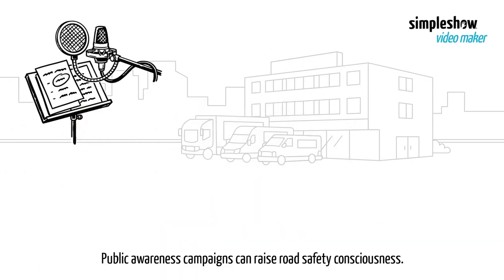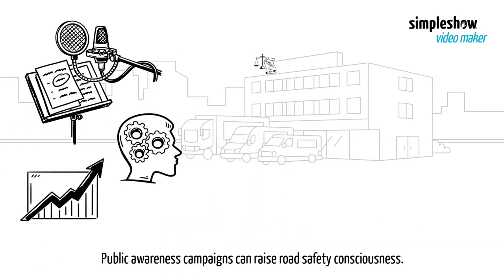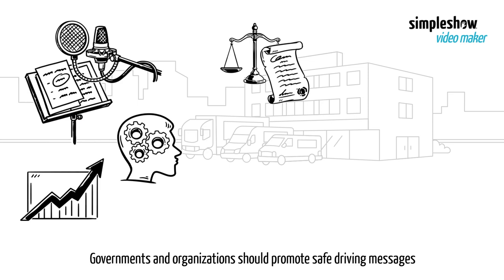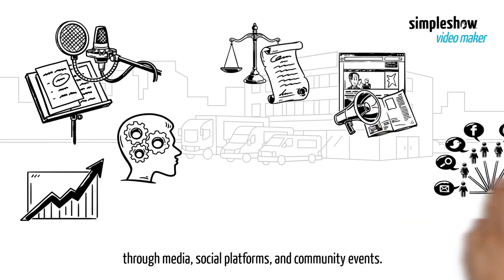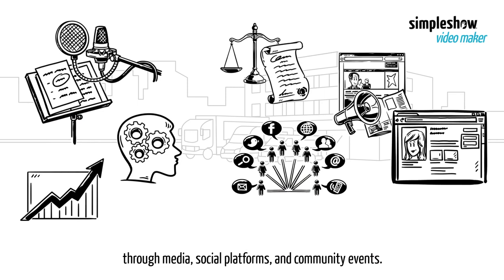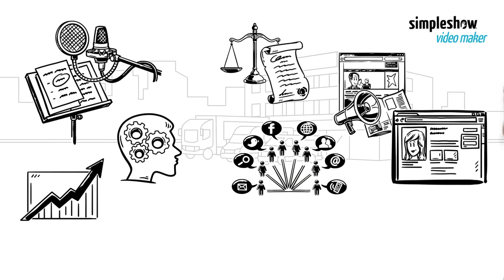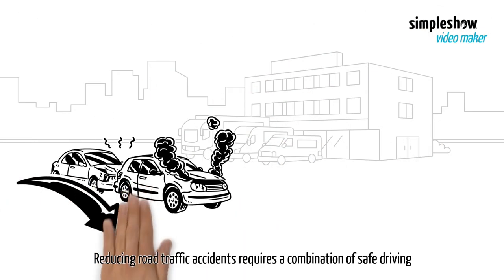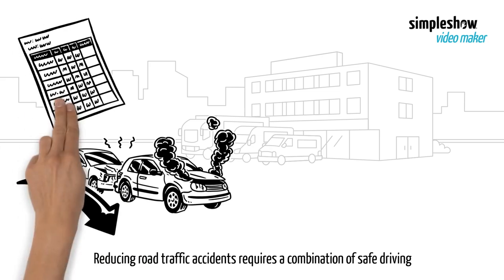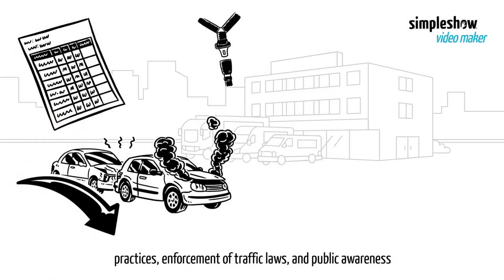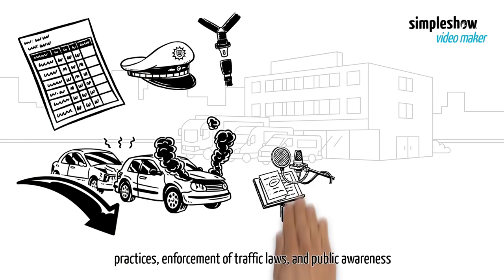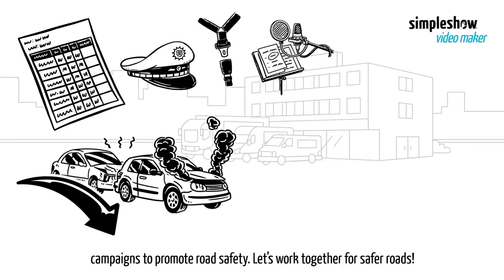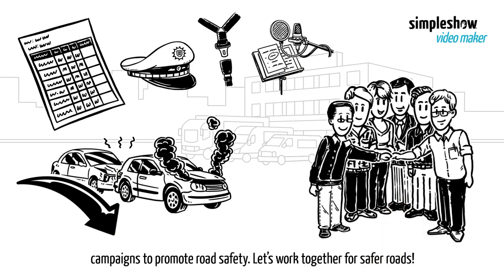Public awareness campaigns can raise road safety consciousness. Governments and organizations should promote safe driving messages through media, social platforms, and community events. Reducing road traffic accidents requires a combination of safe driving practices, enforcement of traffic laws, and public awareness campaigns to promote road safety. Let's work together for safer roads.